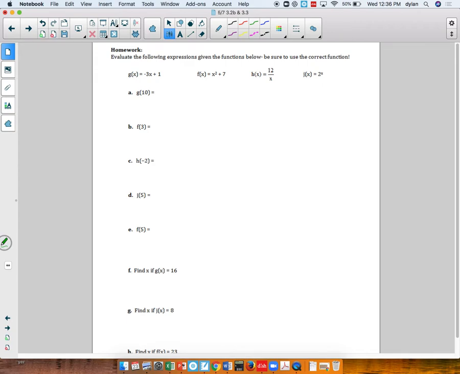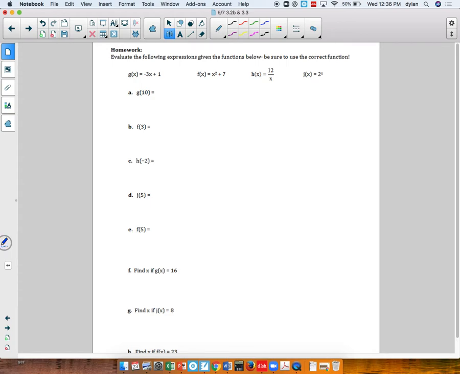So on the back side of your note sheet, you're going to see a few different practice problems and 4 different functions along the top. I would like you to try this right now. Pause the video and see if you can fill out the entire back side of this worksheet, and then check your work with me to see how you did.